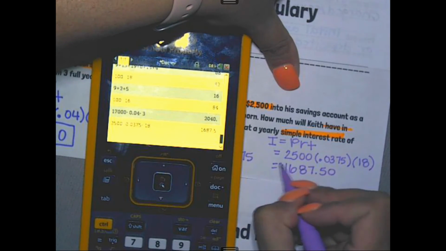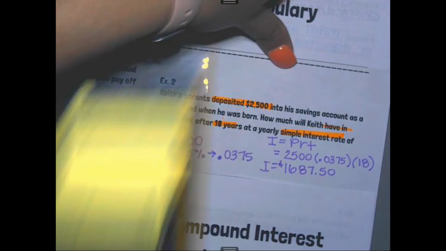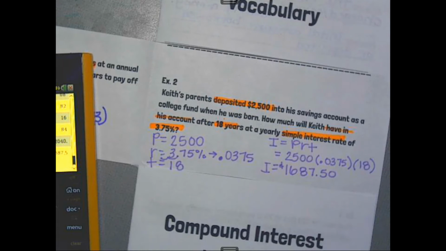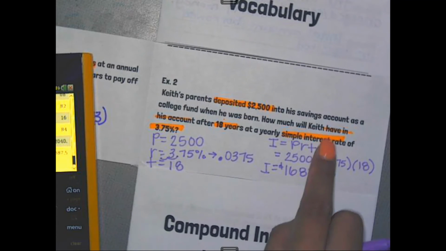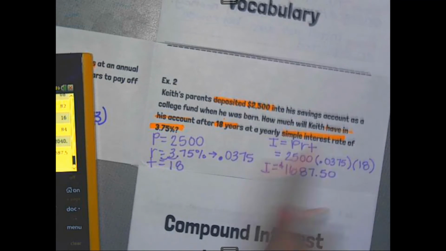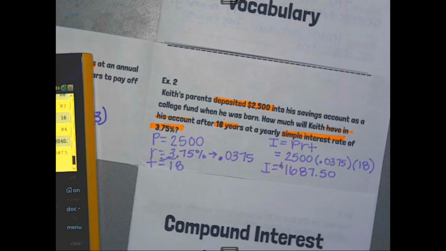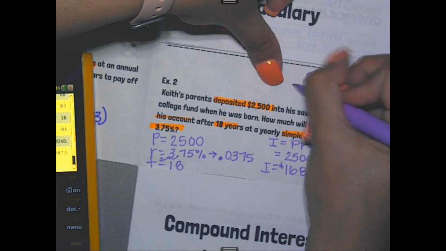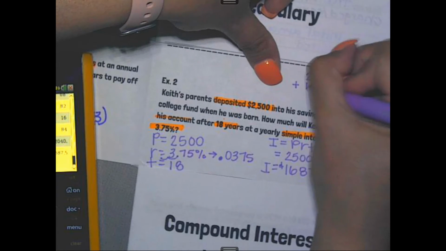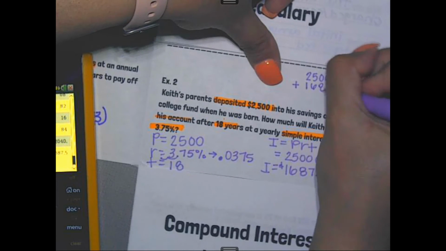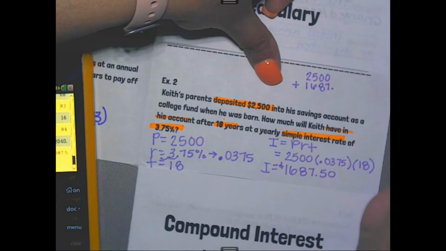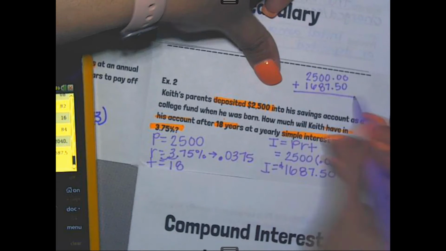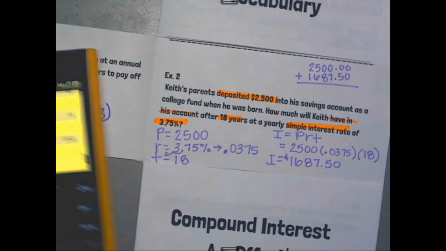$1,687.50. Okay, so that's how much interest they earned in this account. But that's not what the question's asking for. The question is asking for how much will he have in the account. So he has the $2,500 in the account, and he earned $1,687.50. So we need to add those two together to get the total in the account.